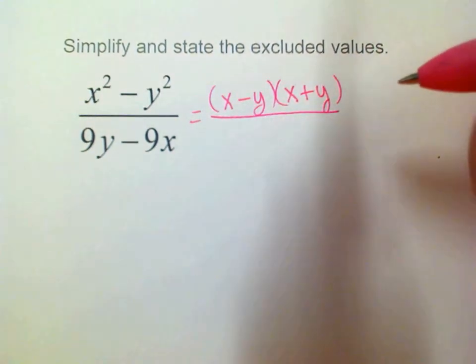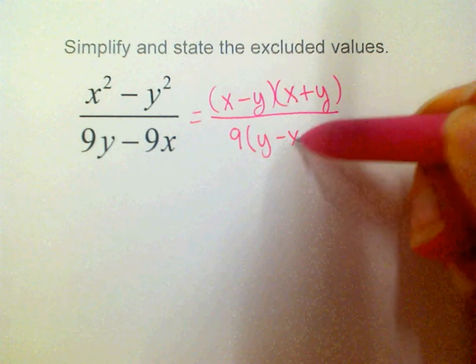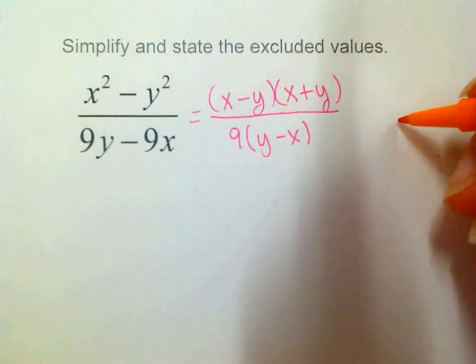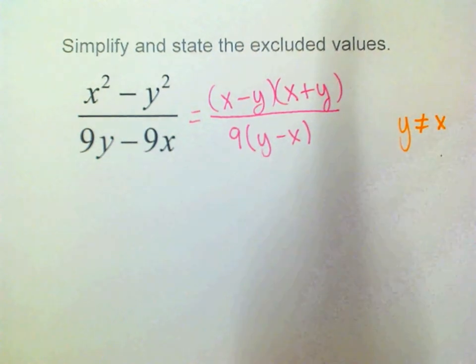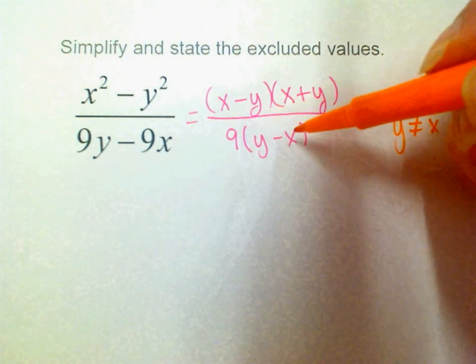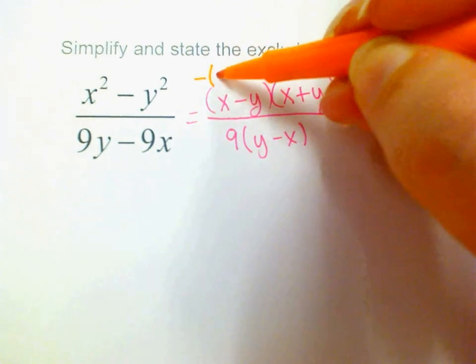What do you notice? You can multiply negative 1 to the top. What's the excluded value? y cannot be x. I noticed that this is x minus y and this is y minus x. Factor out a negative, and what am I left with? Which is the same thing as y minus x, right?